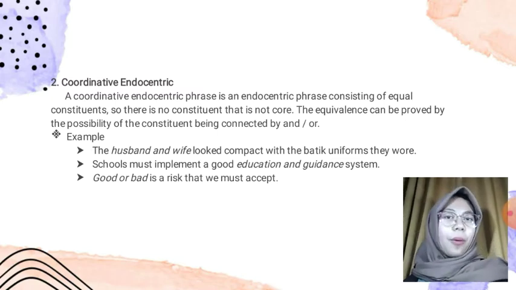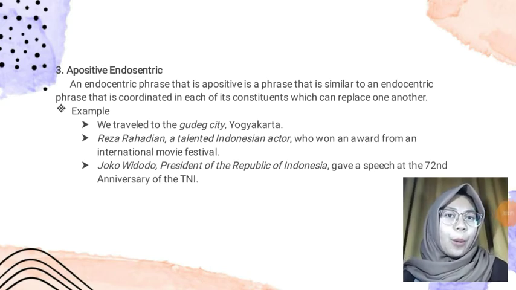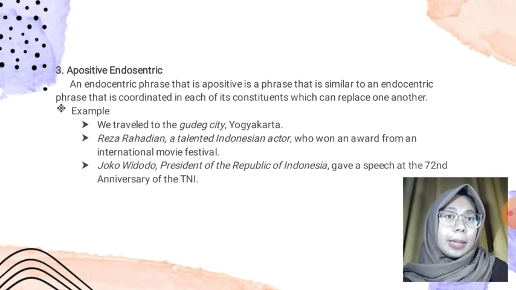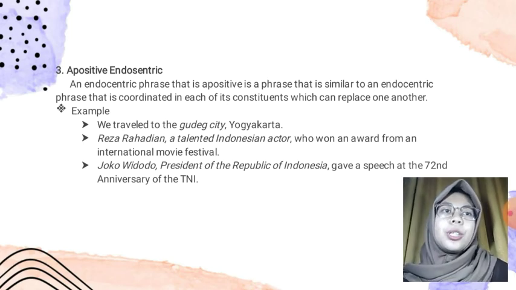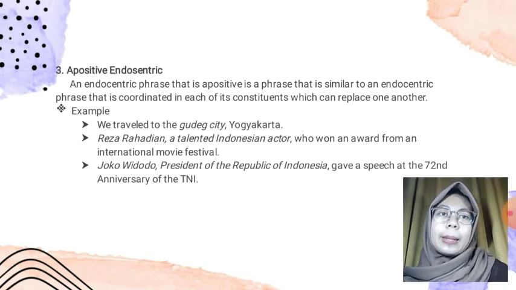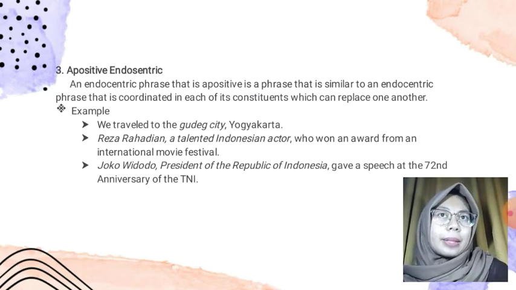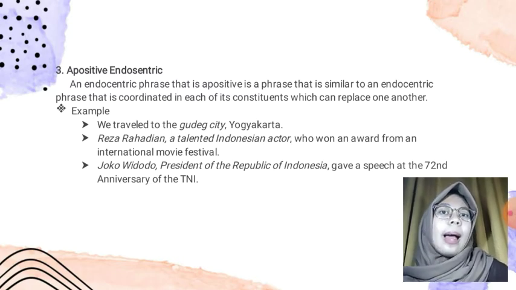Okay, now we are going to the third type. It is appositive endocentric. What is appositive endocentric? Appositive endocentric is an endocentric pair that is similar to a coordinated endocentric pair in each of its constituents, which can replace one another. This pair is a type of endocentric pair that has a central element, referred to as an apposition.